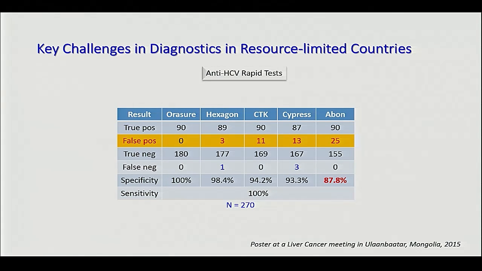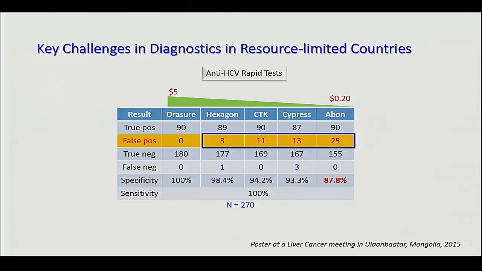This is recently taken from a liver conference meeting in Mongolia. They did a limited evaluation of locally available HCV rapid tests, which are listed here. This evaluation is based on about 300 samples, 68% of which were anti-HCV negative. As you can see here, these assays towards the end had a significant number of false positives. I plotted on the top the cost of the assays, arranged in terms of cost. You can see the performance of the assay seems to be a direct function of the cost of the assay. The cheapest kit here was only 87% specific.